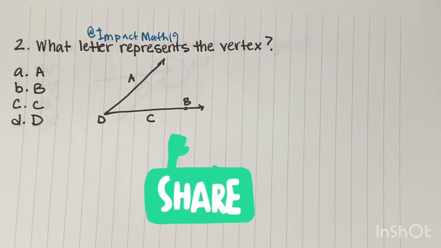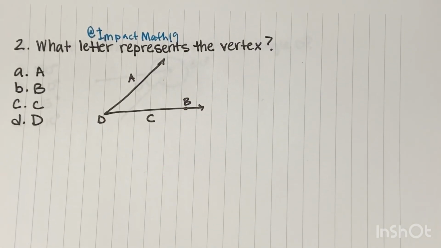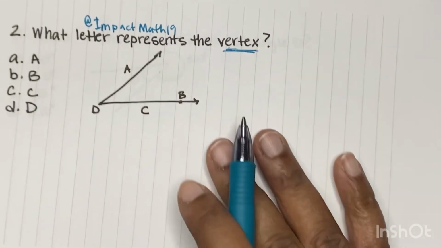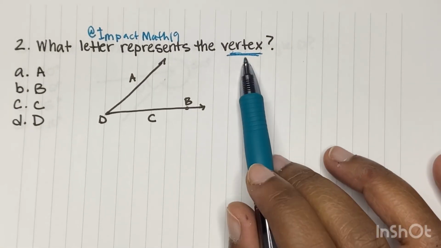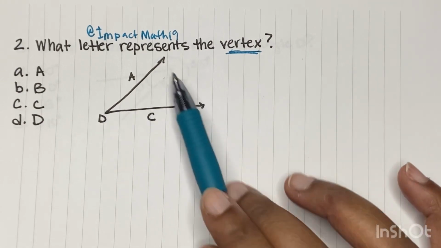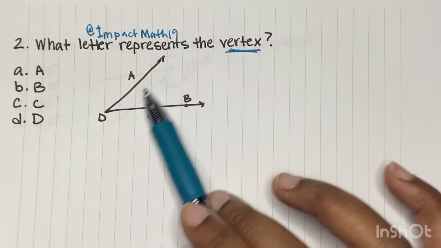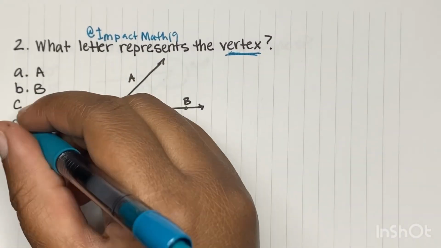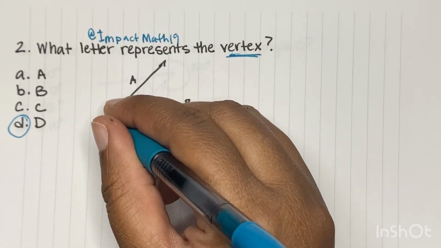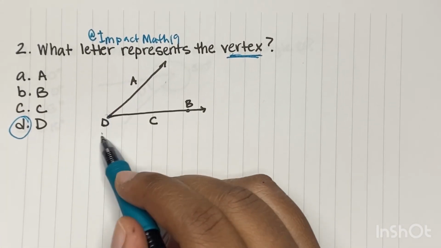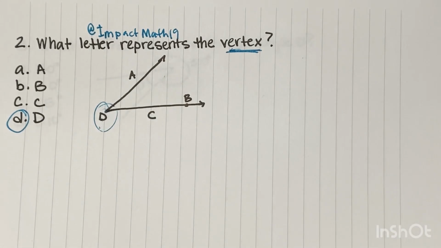What letter represents the vertex? Okay, so vertex, you have to understand this vocab word. A vertex is like a point. You could say it's where two rays meet. So the vertex would be D, okay? Right here is the vertex. All right, on to the next.